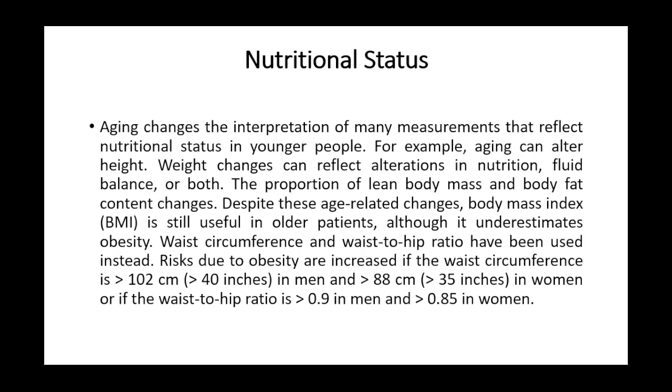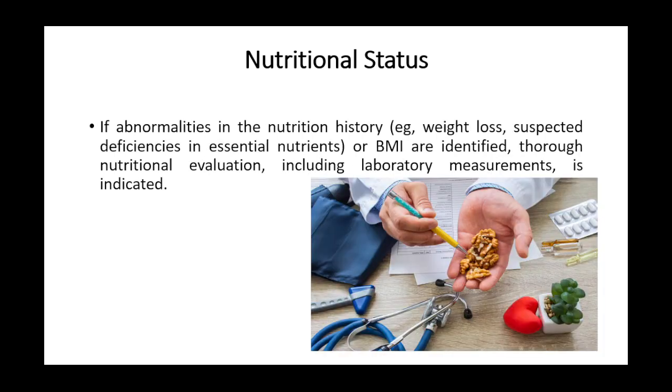Risks due to obesity are increased if the waist circumference is more than 102 centimeters in men and more than 88 centimeters in women, or if the waist-to-hip ratio is more than 0.9 in men and more than 0.85 in women. If abnormalities in the nutrition history or BMI are identified, nutritional evaluation, including laboratory measurement, is indicated.